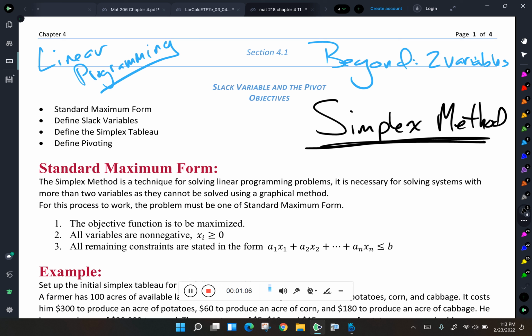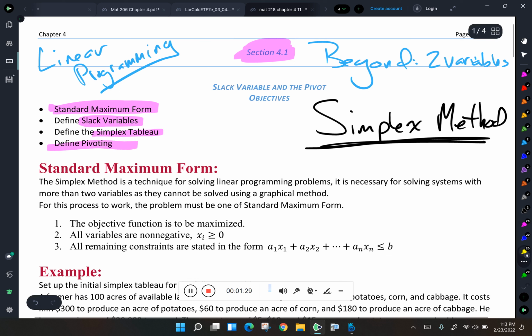All right, so we'll start with section 4.1, the first section of the part on the simplex method. We're going to lay out all the terminology, the language, and the approach for what we're going to do. We're going to take a look at what's called standard maximum form. We'll define what we are going to be calling our slack variables. We'll take a look at the simplex tableau, and we'll take a look at what it means to pivot.